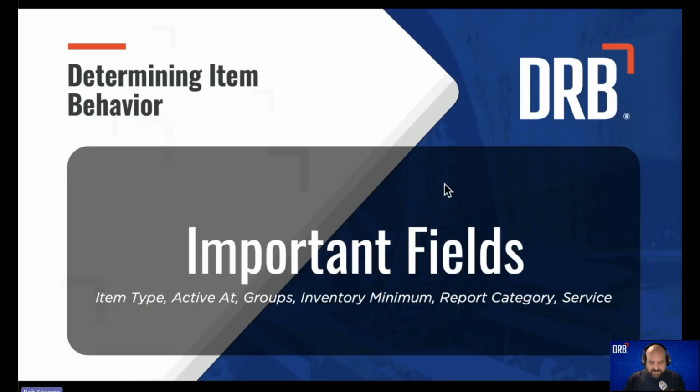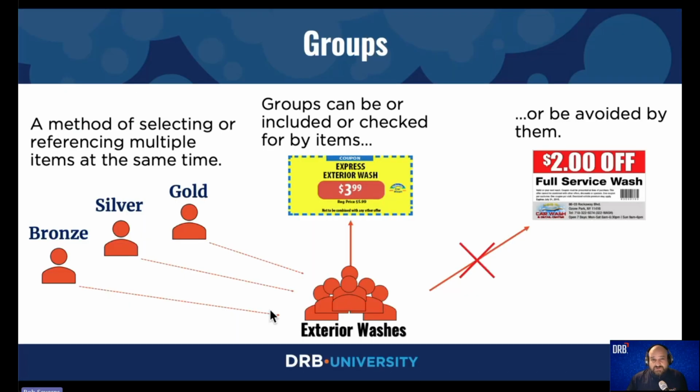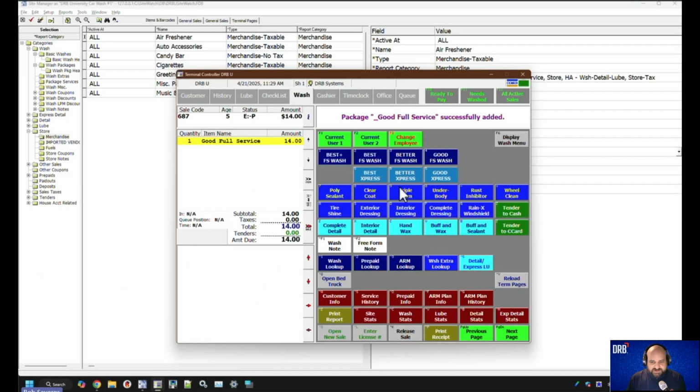But let's talk about groups. The groups field is one of those that's actually utilized quite a bit, and it's utilized in conjunction with some of the other rules that we're going to introduce as we move forward. So just as an example, you may have noticed that my site has a Best Express, a Better Express, and a Good Express. And then I've got full service versions of those washes, but also a Full Service Best Plus. So I offer 7 different washes.